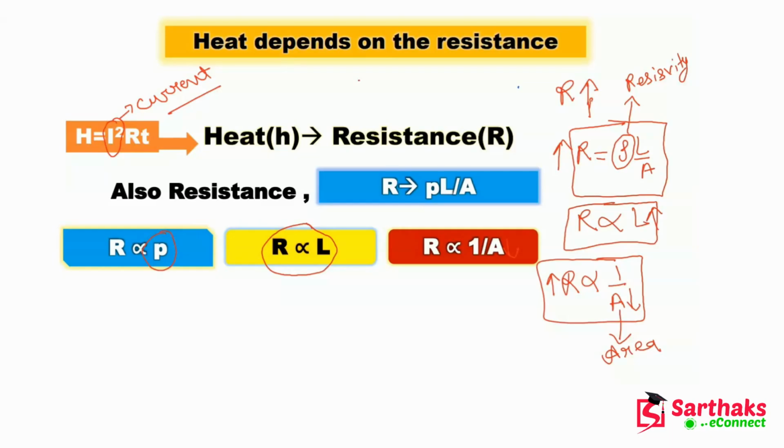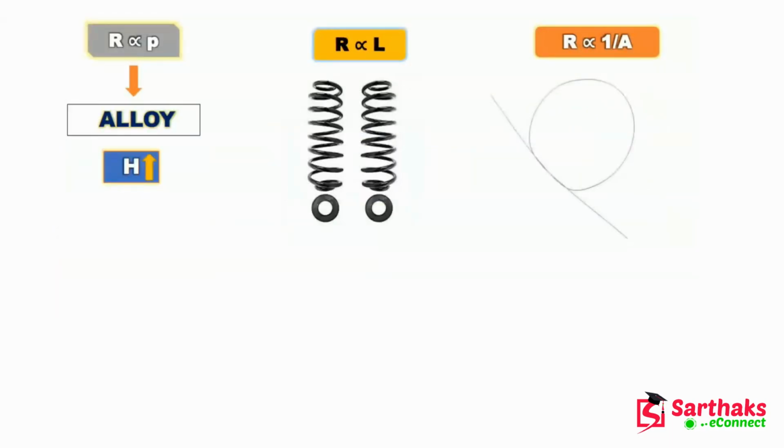Now let's move on to the next slide and talk about the things we notice while making a heating coil. The first thing we know is that if I increase the resistivity, then my heat will be higher. So to increase resistivity, what would I do? I use an alloy as a conductor.